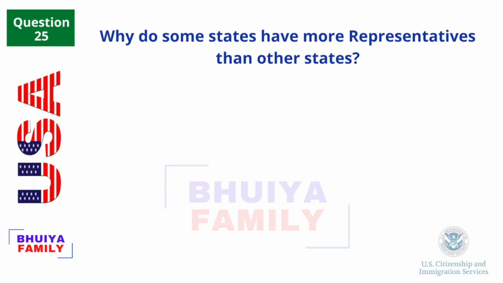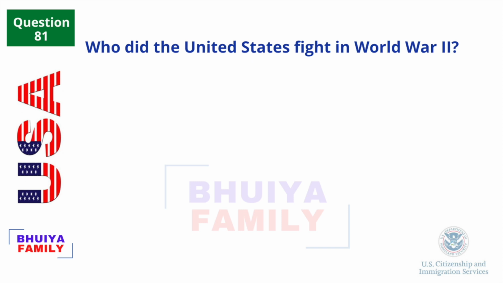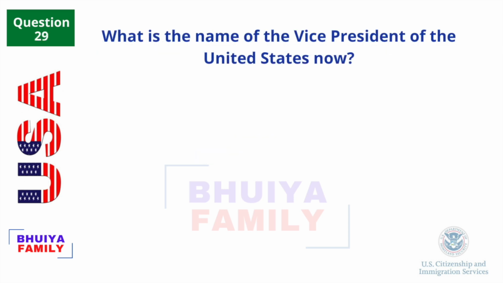Why do some states have more representatives than other states? Because of the state's population. Who did the United States fight in World War II? Japan, Germany, and Italy. What is the name of the Vice President of the United States now? Kamala Harris.